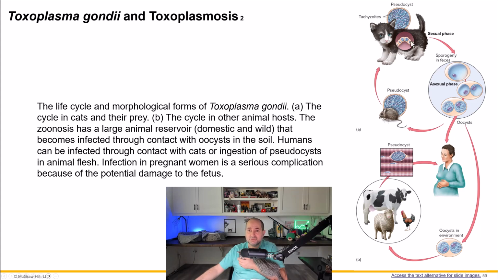And when the cat uses their litter box, they can pass this protozoa into their feces, and that's where sporogeny occurs. Sporogeny is where the pseudocysts form into oocysts. They form the eggs. And if a person were to ingest those eggs, that's how it would infect the person and potentially damage the brains of the fetus or of compromised AIDS patients.